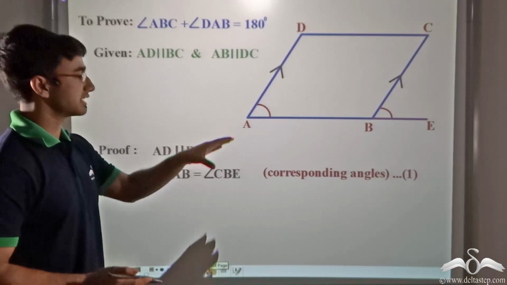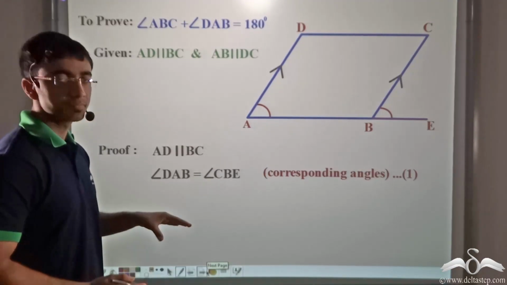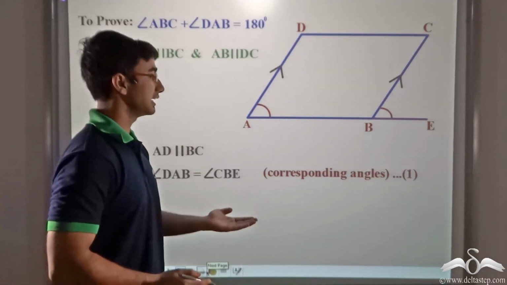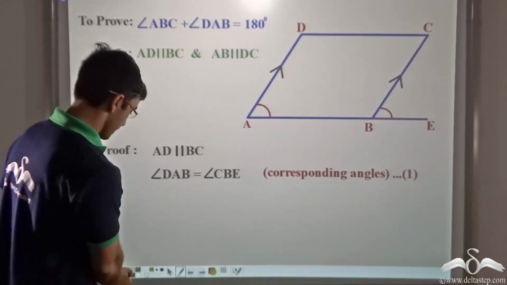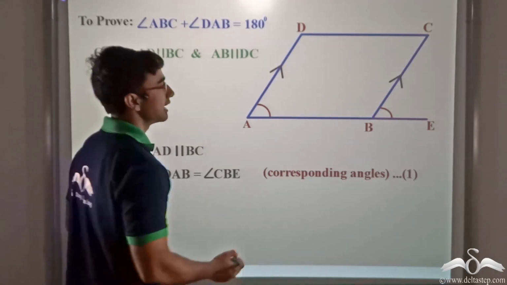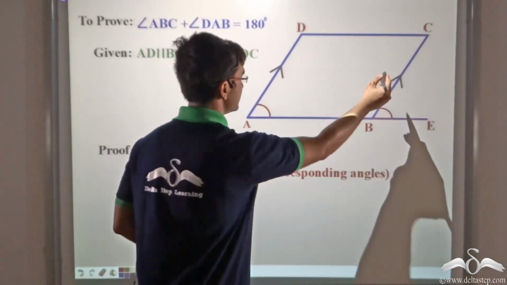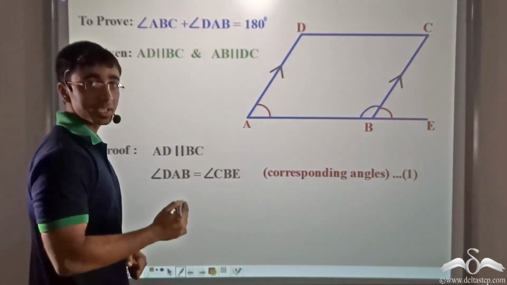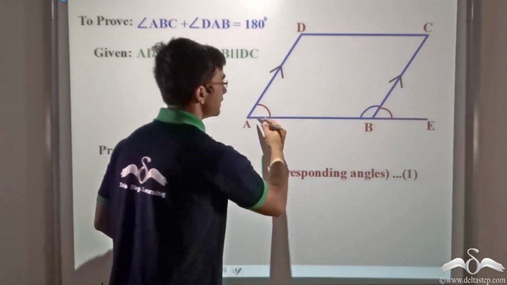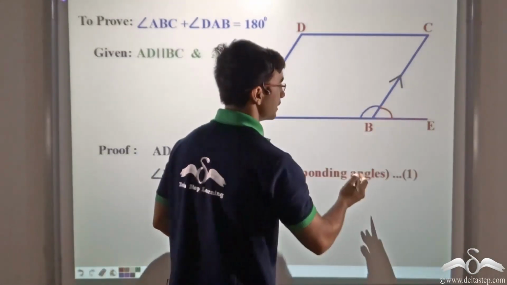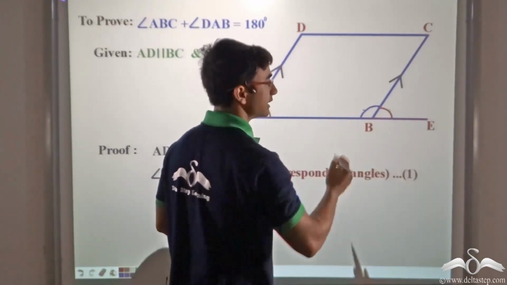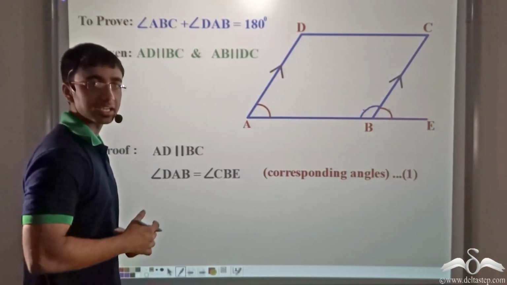Now we have established that these two angles are equal by virtue of the fact that they are corresponding angles. Now consider another angle, that is angle CBA. Now in angle CBA or angle ABC, and angle CBE, we find that these two angles are lying on a straight line.